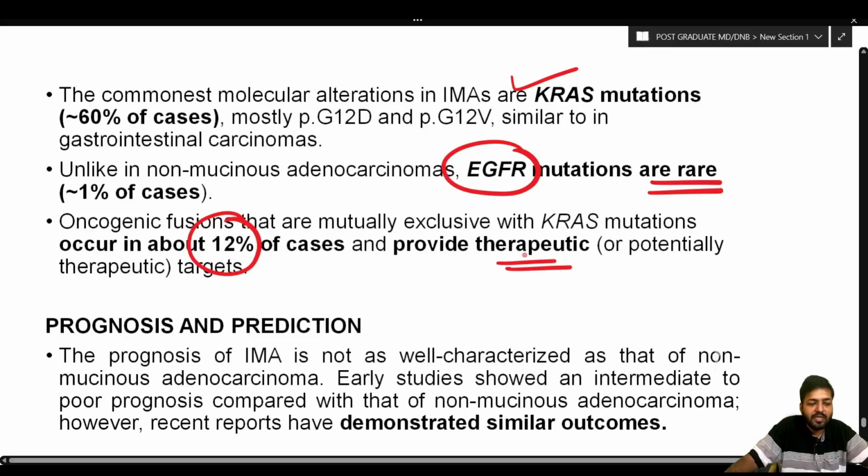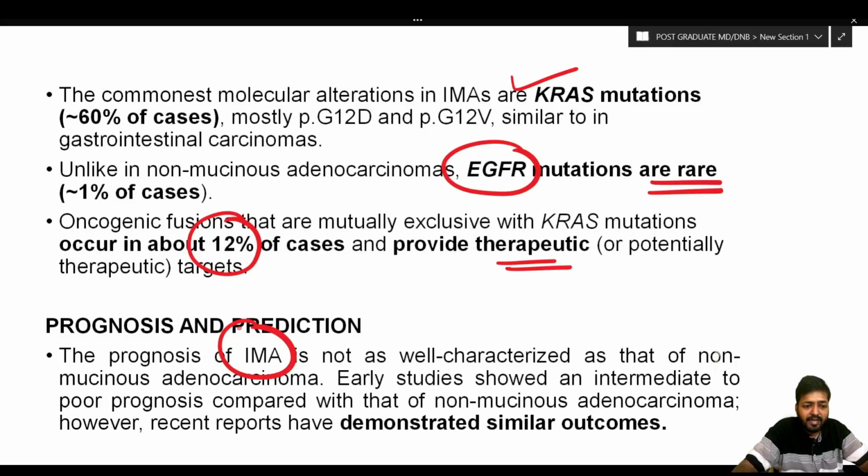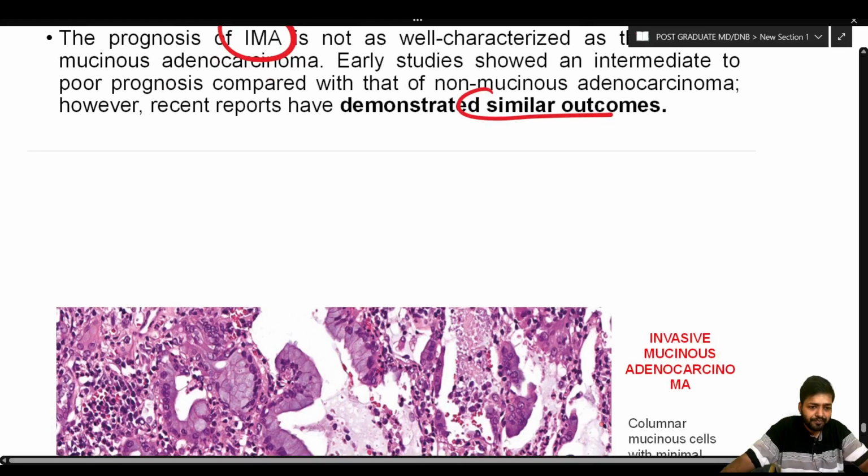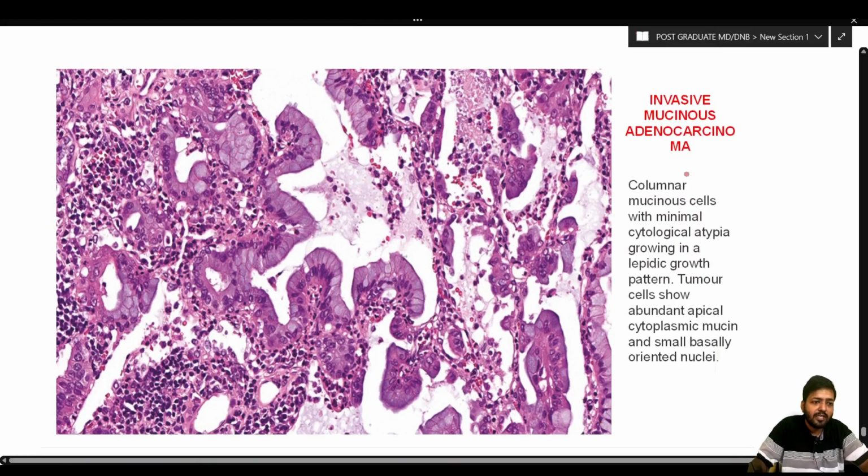Prognosis and predictions: if you see, the prognosis of IMA was previously considered to be worse as compared to invasive non-mucinous variety. But now, in the latest edition, they have said that both of them are having similar outcomes. Okay. This is the invasive mucinous adenocarcinoma. Now, what is very important, if you look at the histology, all the patterns that we saw in the invasive non-mucinous can be there, but very important is that the type of cell differs. Over here, you are having a cell which is columnar, apical mucin is present, and a basally located nucleus is there.